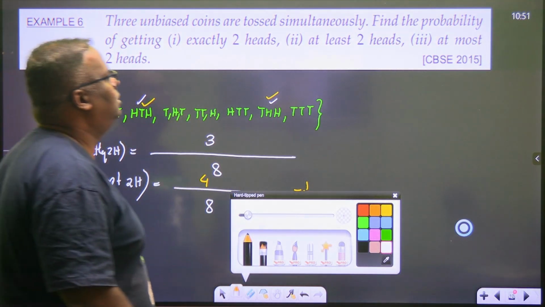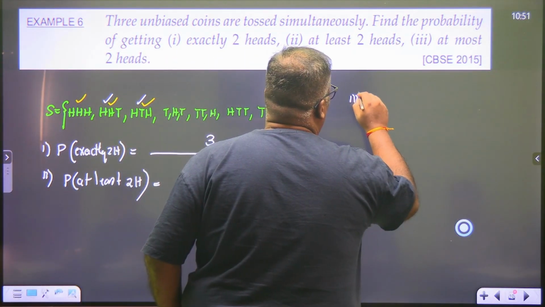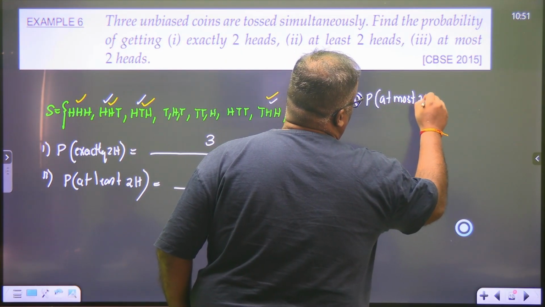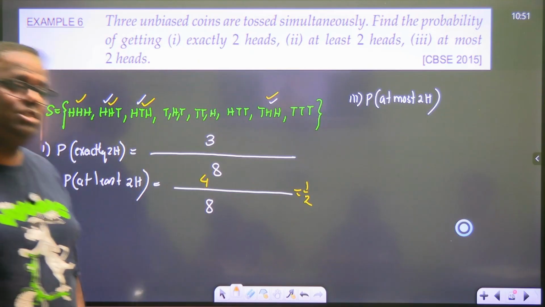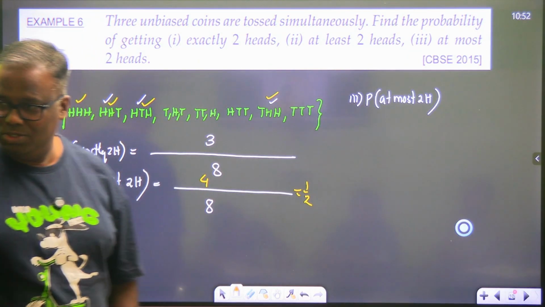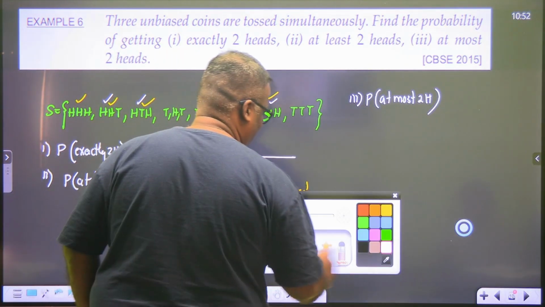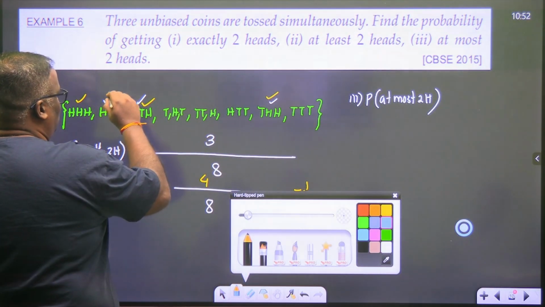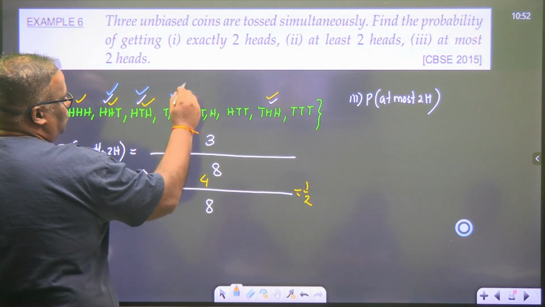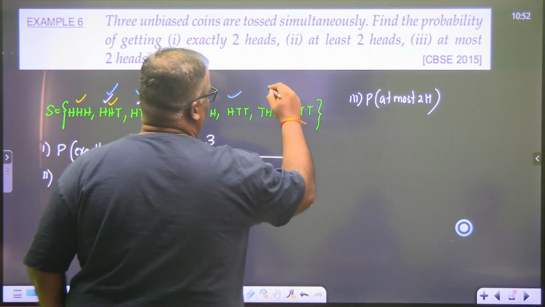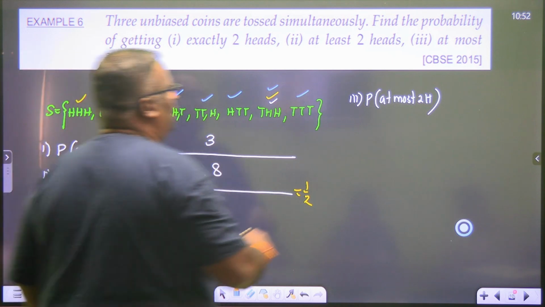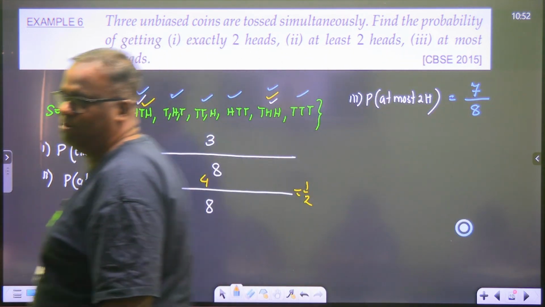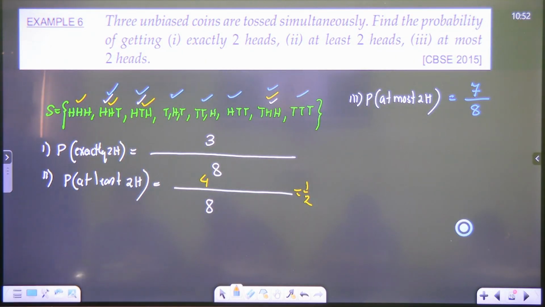ठीक है? अच्छा, थर्ड वाला बोलो तो P at most 2 heads. So at most 2 heads means no heads to 2 heads. Okay. So at most, no heads qualifies, this one qualifies, this one qualifies, this one qualifies. This, except this. So we have got 7 upon 8. You all have got an idea now of what is probability. Good. मजा आया? समझ में आया?